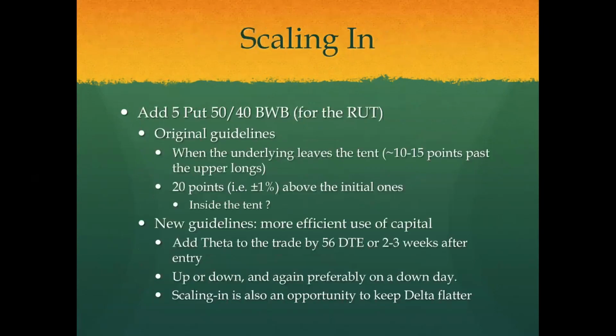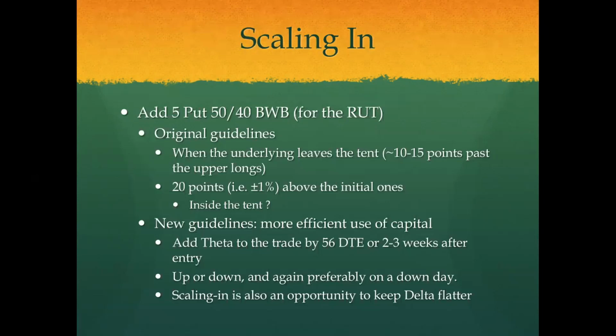So scaling in, that's pretty simple. I'm just giving the example for the Russell. You just add another batch of 5 put broken butterflies. It's just to extend the tent on the upside. When the underlying leaves the tent on the upside, you just cover it with another batch of broken butterflies. You place them about 20 points above the initial ones. You can go as far as pushing it higher, just to remain inside the tent.